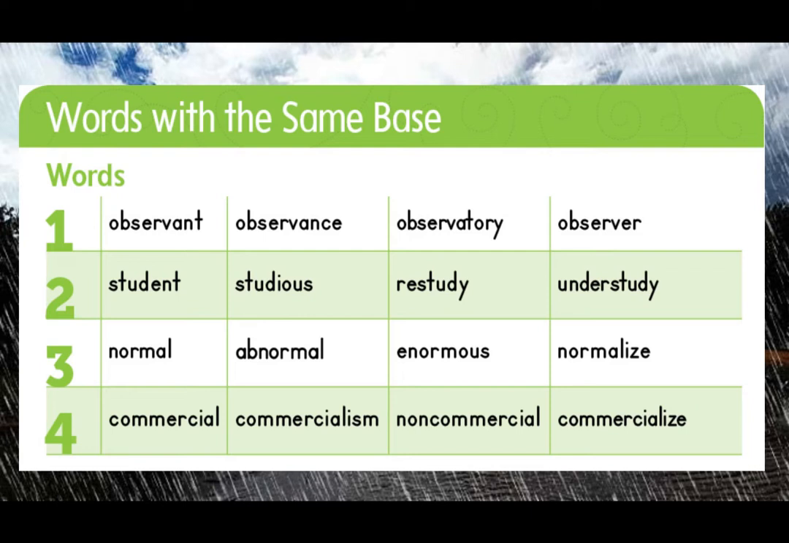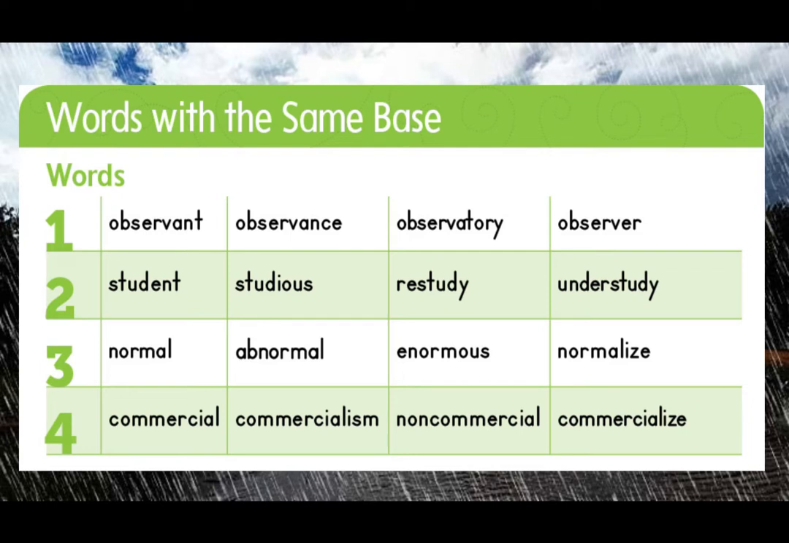The next one is observance. We've already had the suffix ance, which means state of being. So this is the state of watching. Then we have observatory. This is a place that we can observe or a place to watch. And the last one is observer. The suffix er at the end of a word means a person who. So an observer is someone who watches.